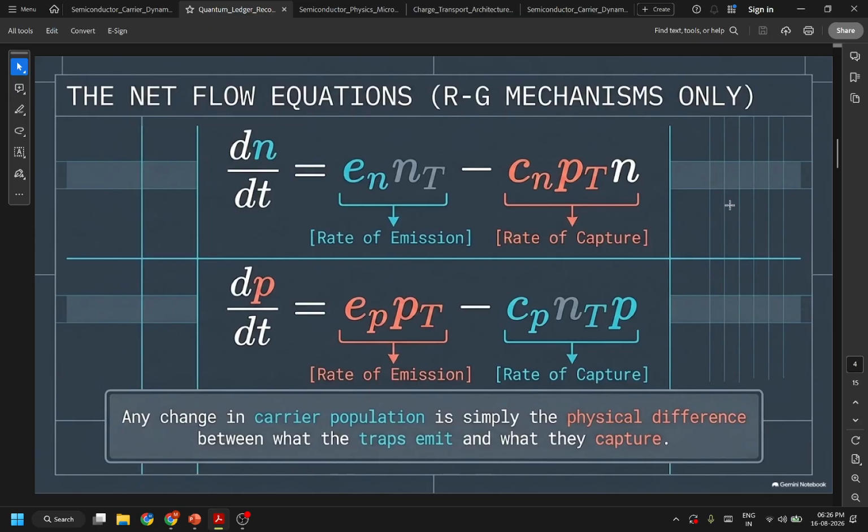So the net flow equation with the RG mechanism only will become dN by dt equals En Nt minus Cn Ptn, for electrons. So this is the rate of emission and this is the rate of capture. Similarly for holes, it will be dP by dt equals EPPT minus Cp NTP, which is the rate of emission and rate of capture. So any change in carrier population is simply the physical difference between what the traps emit and what they capture.